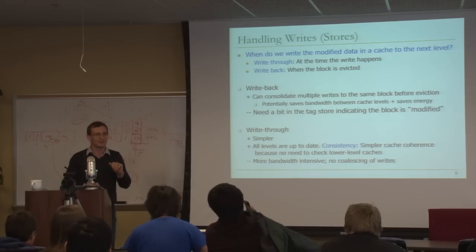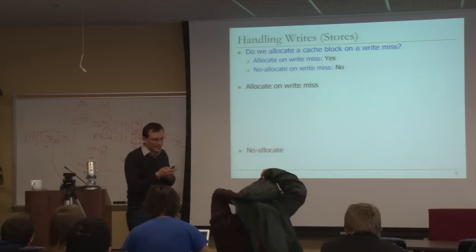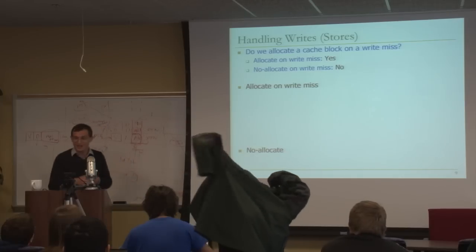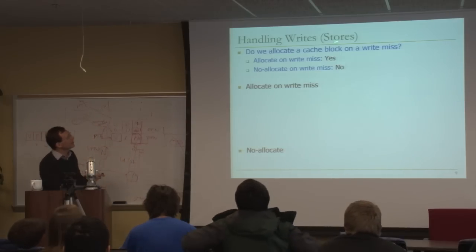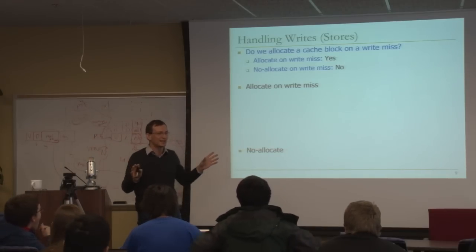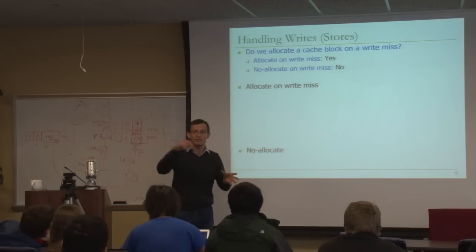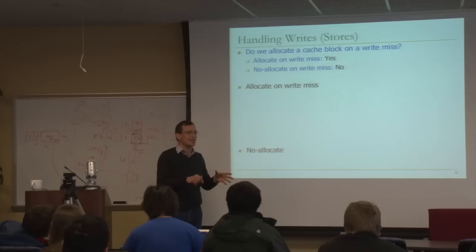Make sense? OK. These are interesting trade-offs. There's another issue with writes, actually. And that question is, do we even allocate a cache block on a write miss? Actually, you could ask this question for any cache block. Do we even want to allocate a block for this particular block that we've fetched from memory? Do we want to put it into the cache?